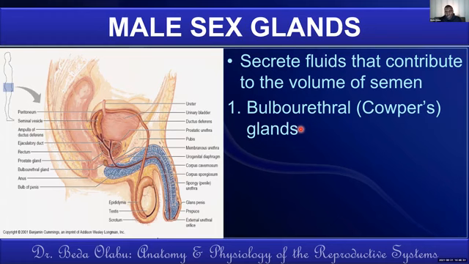Then we have the prostate gland. The prostate gland is located below the bladder. That's what we call the bladder neck. Prostate gland is only one, just inferior to the urinary bladder. And the urethra passes through the prostate gland. That's why I was telling you that if the prostate enlarges, then it can constrict the urethra and cause urinary tract obstruction.